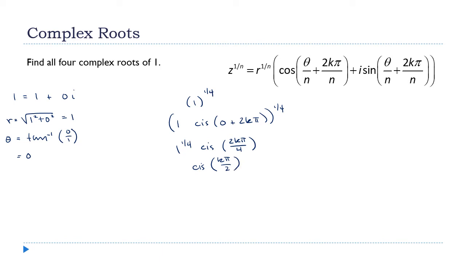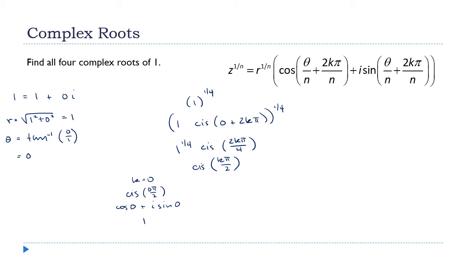So how do I turn this into actual numbers? Well, to do this, pick numbers for k. When k is equal to 0, this is cis of 0 pi over 2, which is 0. So it's cosine 0 plus i sine 0. Cosine of 0 is 1, sine of 0 is 0, so that's just 1. Good. I expected that. I already knew that one.